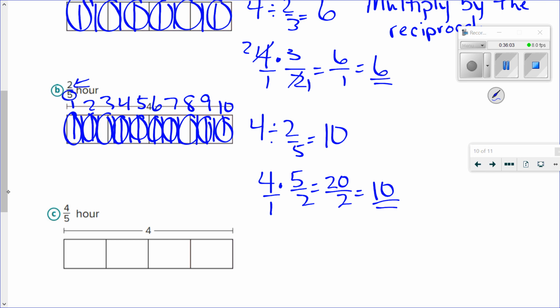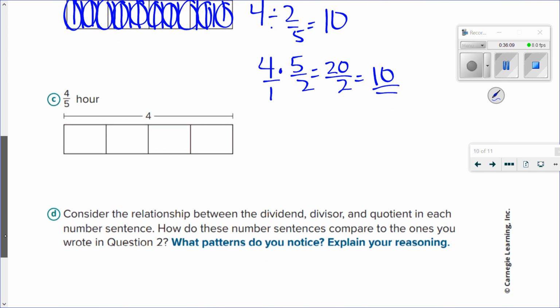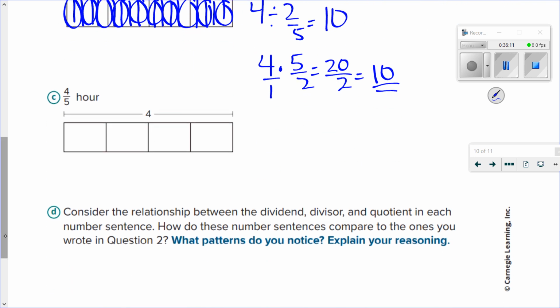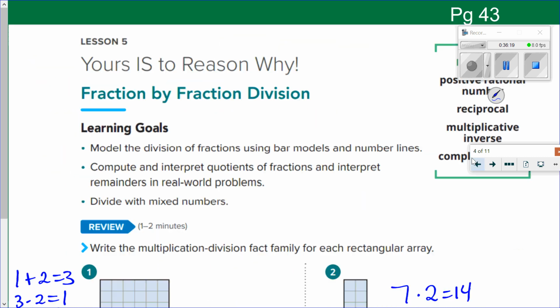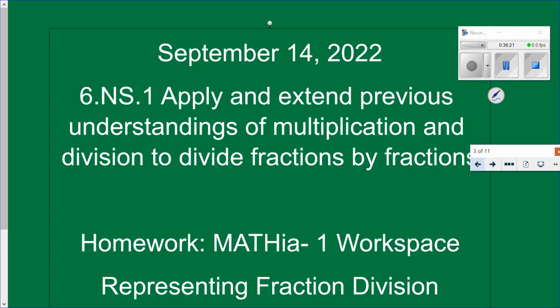Yeah. Might as well go to the bell. Okay. Homework tonight is just Mathia. All you're doing is the next module, which is representing fraction division. Okay? So by the end of tonight, you should have done the first 8 workspaces in Mathia. Or by the time you get back to class next time, I'll put it that way. You don't have to do it tonight. Okay, there's your bell. If you want.